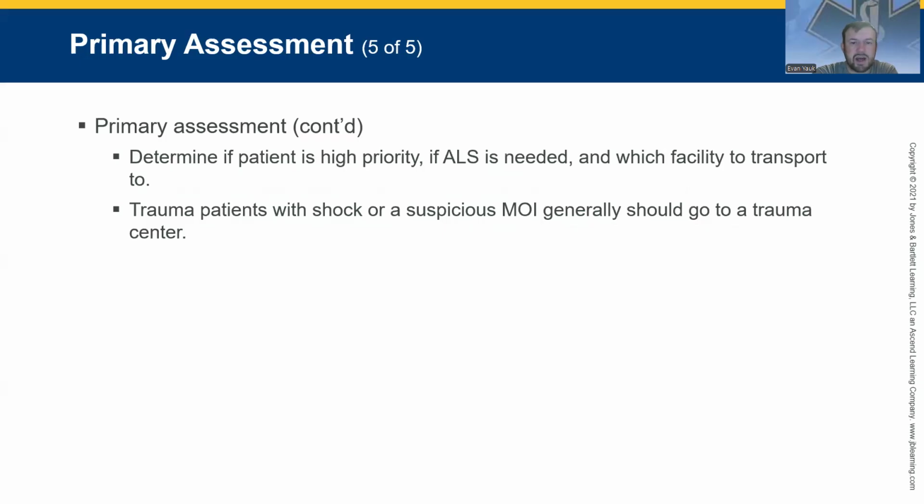Determine if the patient is a high priority, if ALS is needed, and which facility to transport to. Trauma patients with shock or suspected MOI generally should go to the trauma center. Where we live, we need to go to the most appropriate or the closest facility. Our closest trauma center is 3.5 hours away. So we will take them to the next highest level of care.